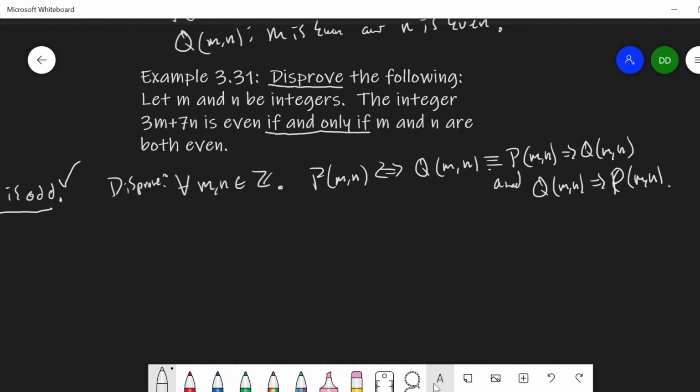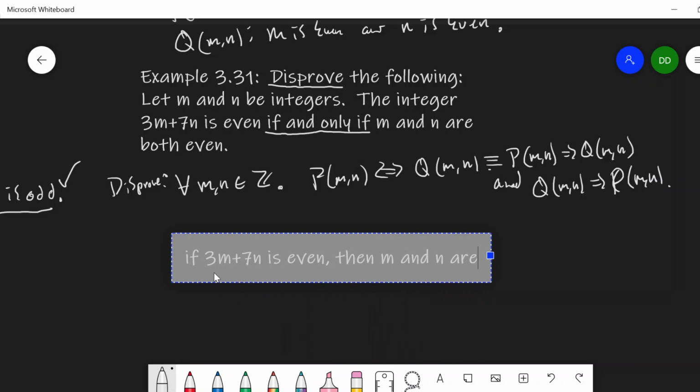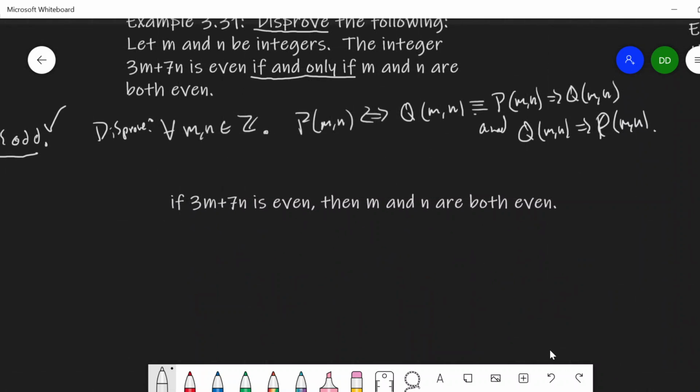So I'm going to write down both of these implications. P of m,n implies Q of m,n. That would be: if 3m plus 7n is even, then m and n are both even. That's the forward direction.